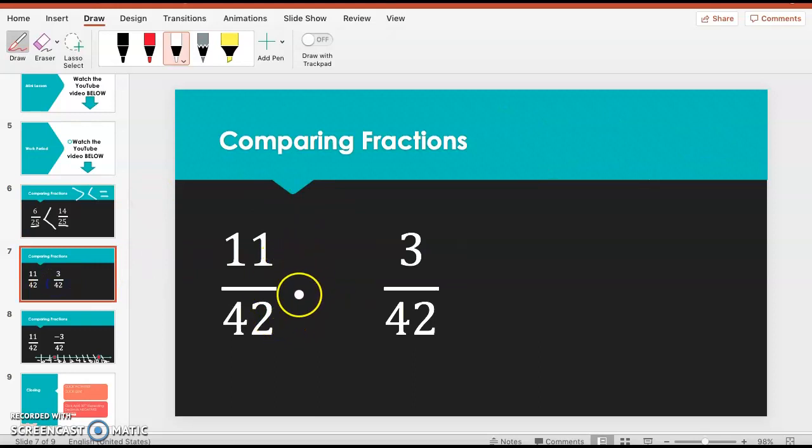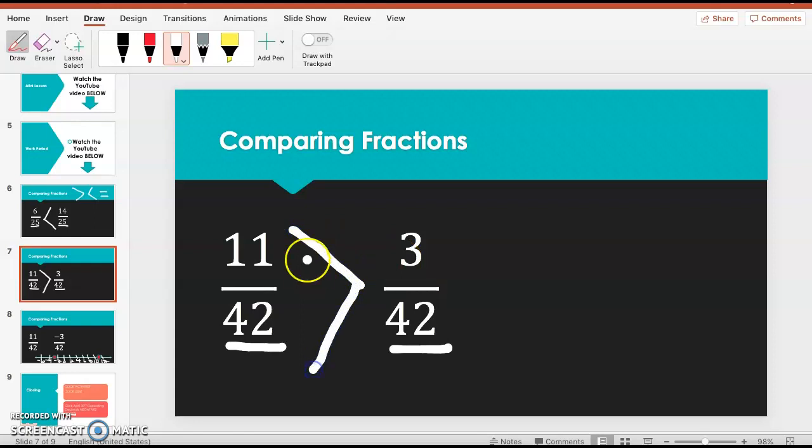Now let's look at this one. Same thing. We've got 11 over 42 and 3 over 42. 42 is the same on both, okay? The denominator is the same. So we're only comparing the top numbers. So we've got 11 and 3. Which number's bigger? Yep, 11. The alligator wants to eat 11 pieces of meat compared to 3, right? Because 11 is more.